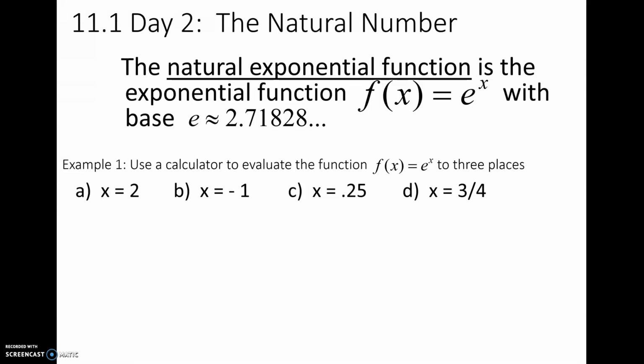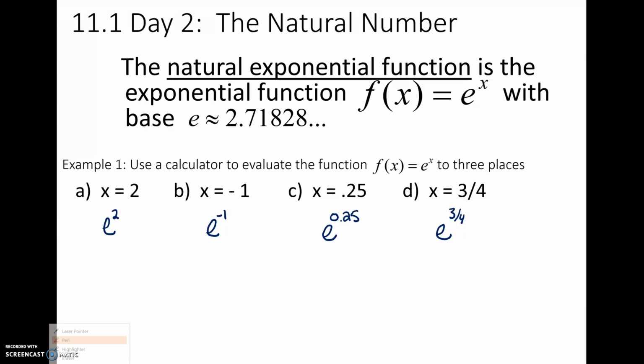So exponential functions involving the natural number are e to the x. E is a number greater than 1, so e to the x is always exponential growth unless we stick a negative in there to switch it around to exponential decay. Our first problem, we are simply evaluating e to the x for different values of x. So for A, we're doing e to the second. For B, e to the negative 1. For C, e to the 0.25. And for D, e to the 3/4.